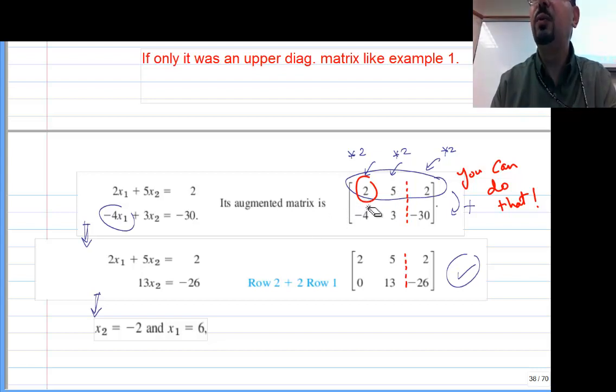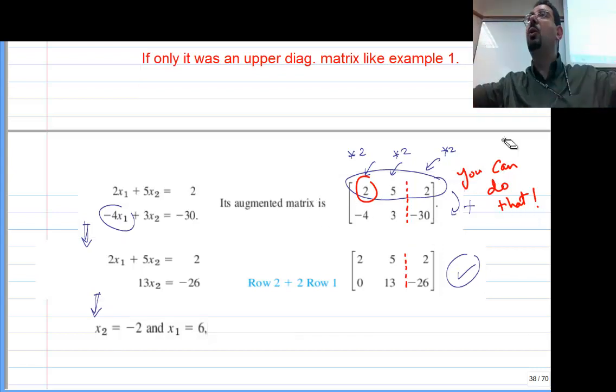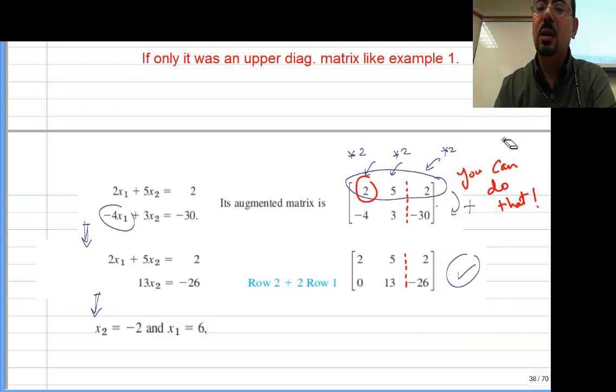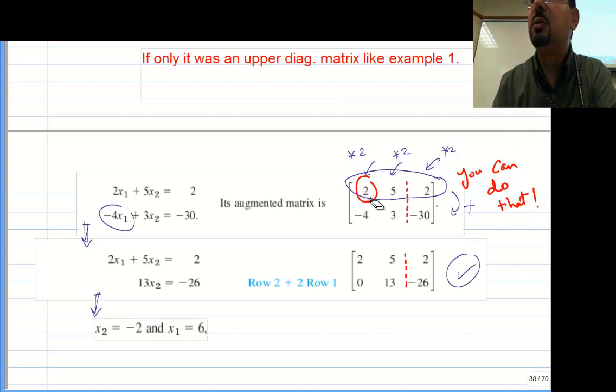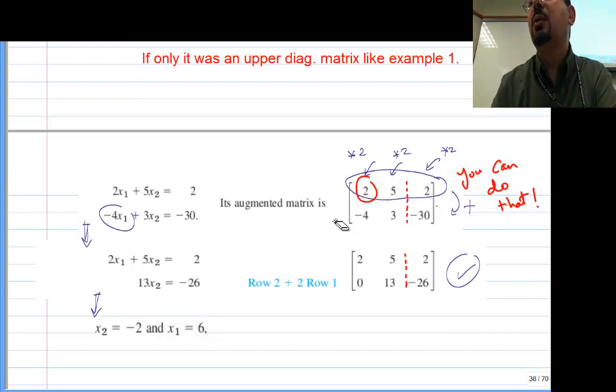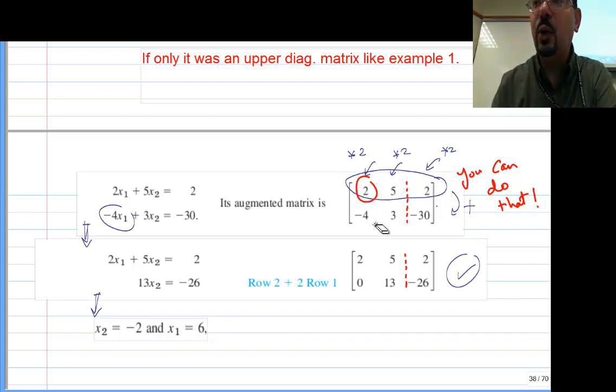Basically you would say, well, 4 over 2, then it's 2. Then obviously you multiply the whole thing by 2 and you add it to the second row. So yes, you can do this because if you take the whole row and multiply, it's the same thing. So 2 times 2, that's 4. 5 times 2, that's 10. 2 times 2, that's 4, and then you add. Right? So when you do this, the 4 minus 4, 0. 10 plus 3, that's 13. 4 minus 30, that's minus 26.